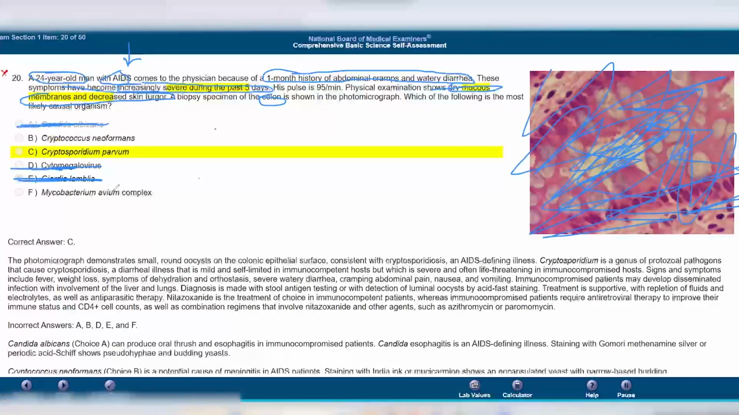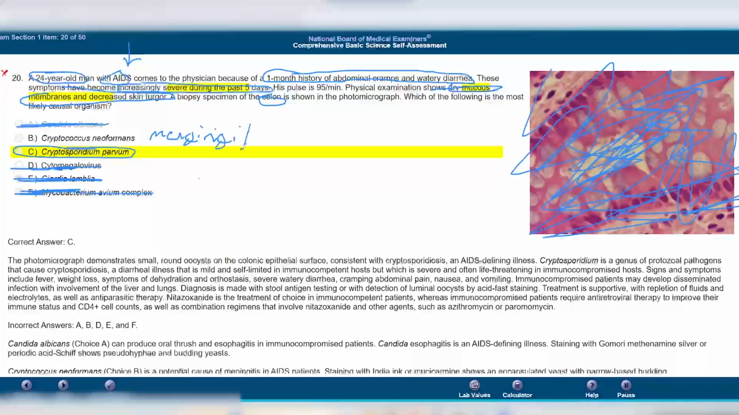And then MAC complex. What kind of symptoms do people with AIDS that have MAC get? Pulmonary, like some pneumonias, things like that. So unlikely. Now you're looking between these, and as you can see, Cryptosporidium is usually the one that causes that watery diarrhea. That's the common cause. Cryptococcus neoformans is going to give you meningitis and also some lung symptoms.